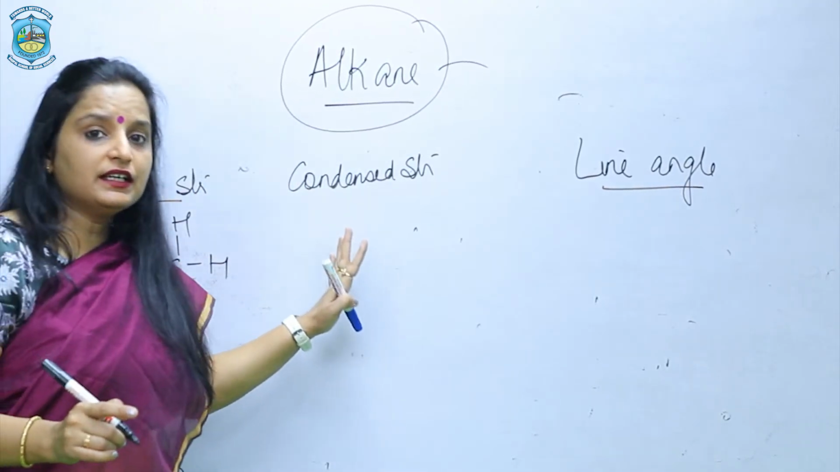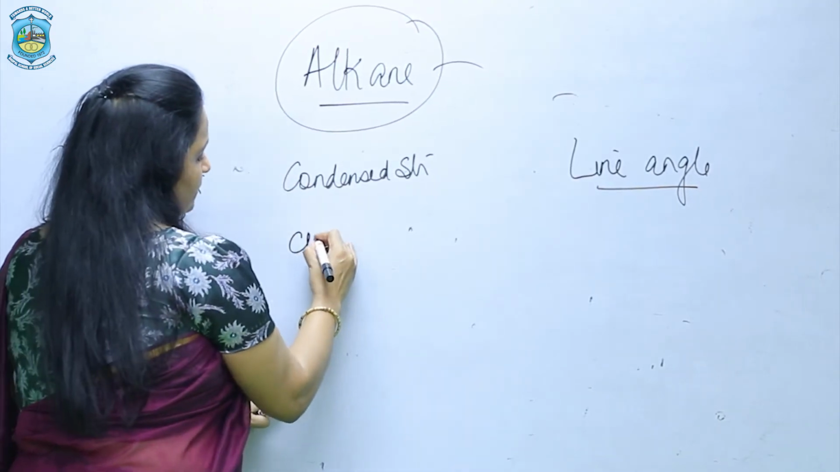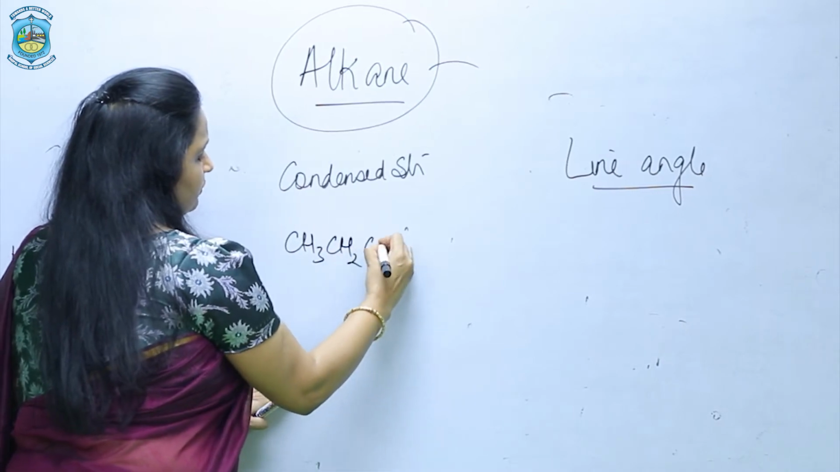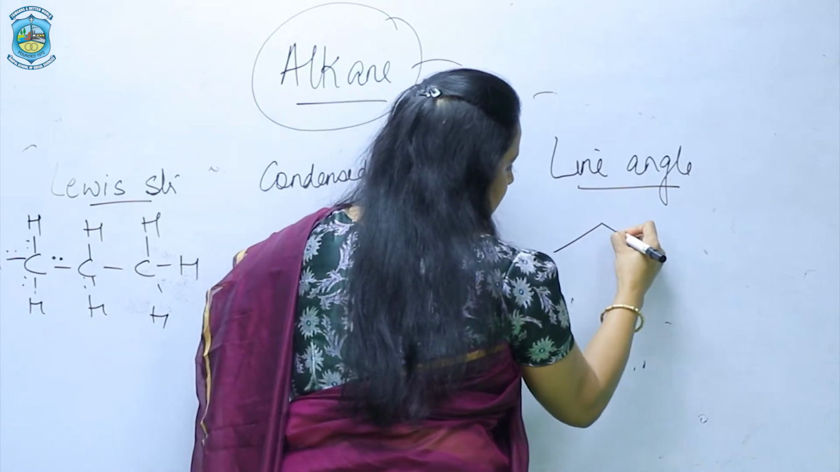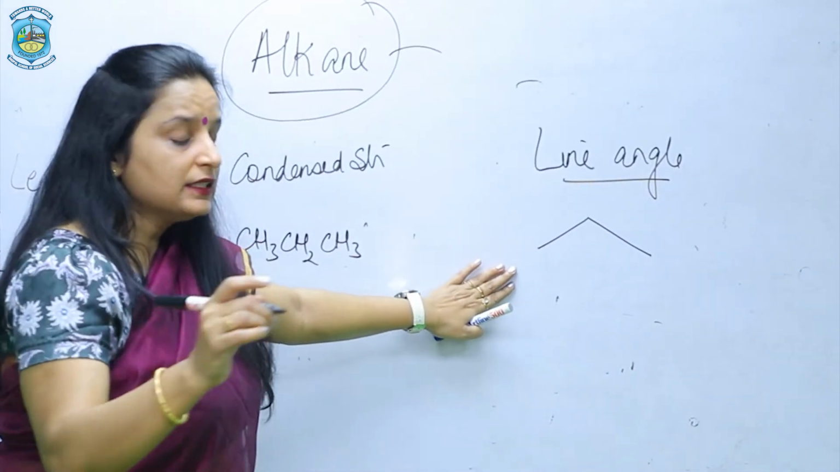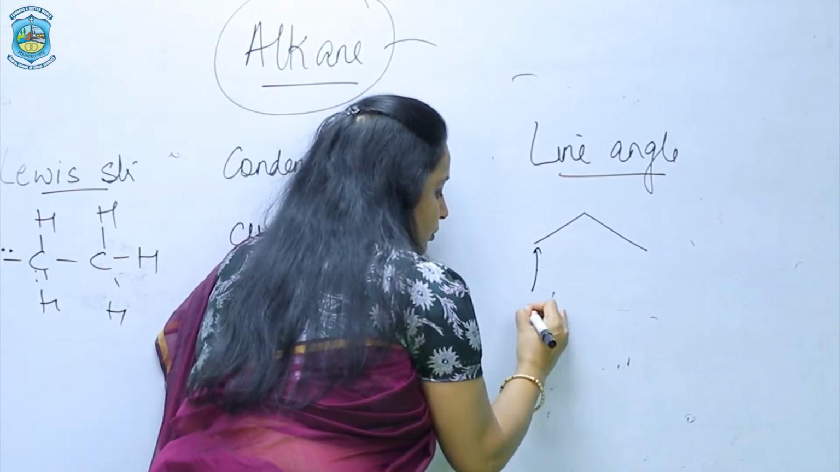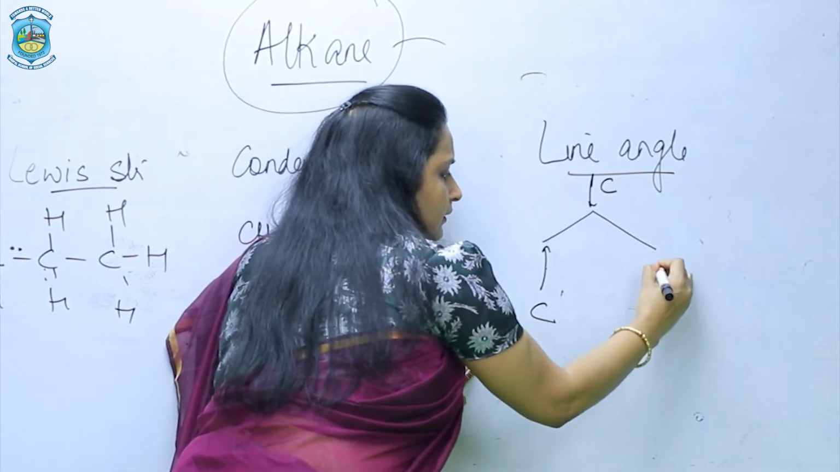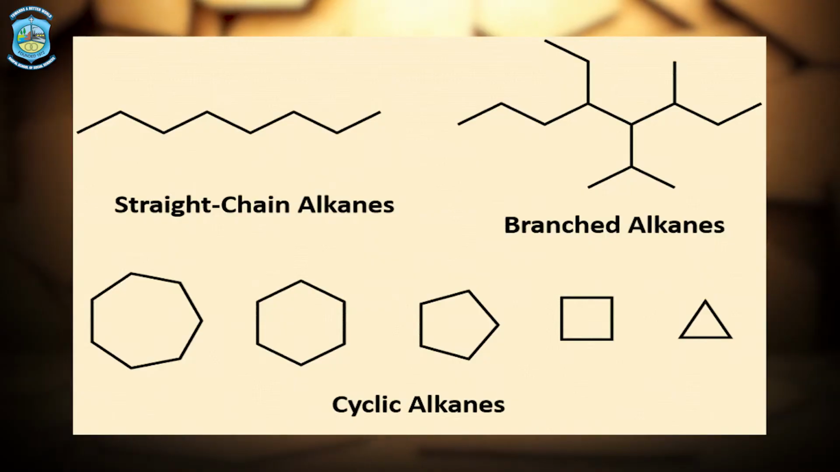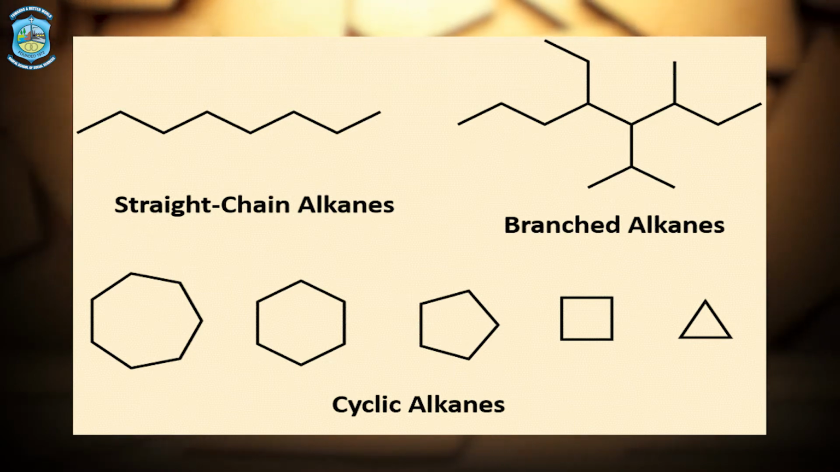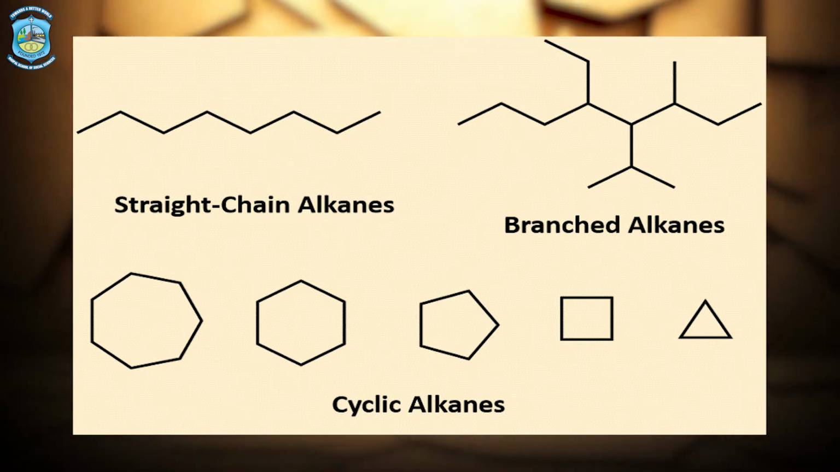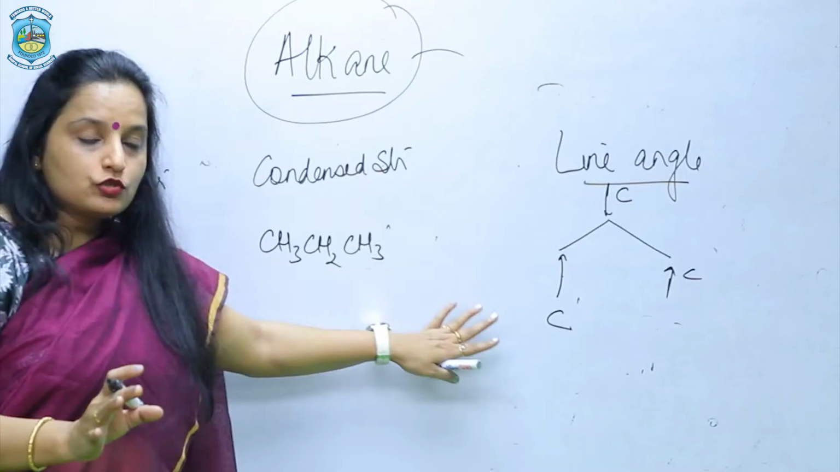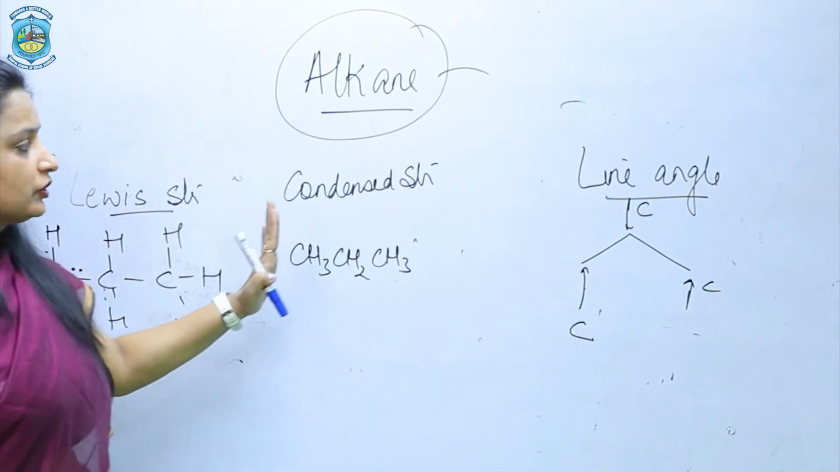Now coming on to the condensed structure, I have CH3CH2CH3, and the line structure is like this. Line structure means each vertex shows the presence of a carbon. We do not show hydrogen in this structure. We automatically assume that the number of hydrogens will be those satisfying the valency of carbon. So these are the 3 representations of a particular alkane.